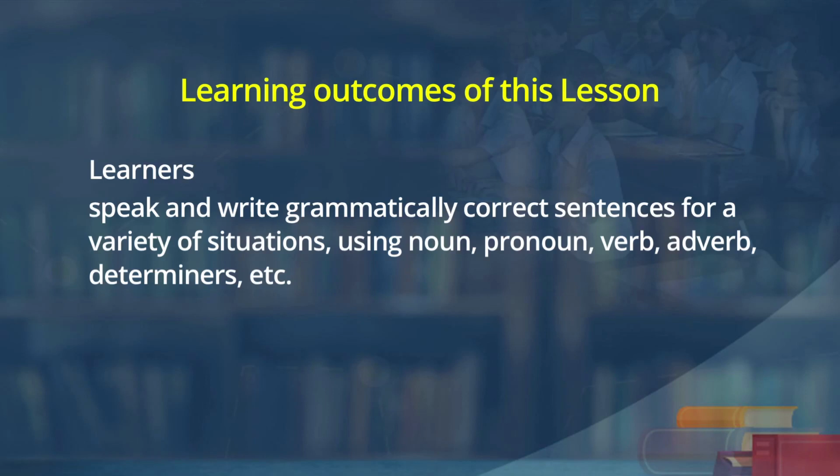You will be able to speak and write grammatically correct sentences for a variety of situations using noun, pronoun, verb, adverb, determiners, etc. We have today learned past perfect and past tense in context, and something may be lingering in your mind: why past perfect and past tense together? Language is learnt in context, in natural language use. We use language for social purposes. So, an earlier past action and another later action are used together on most occasions. That is the reason.